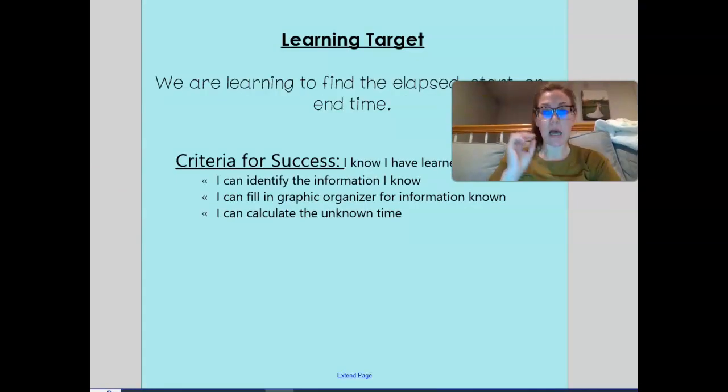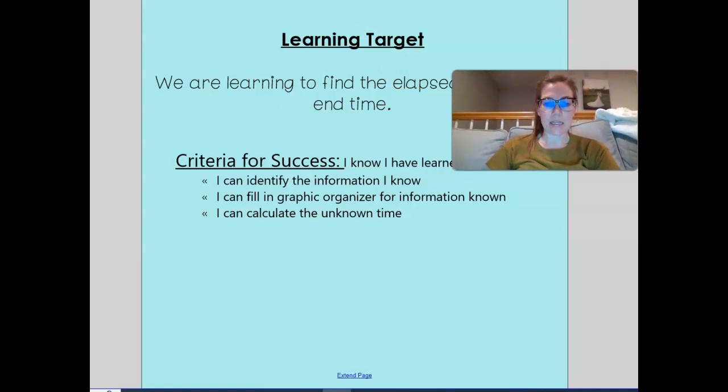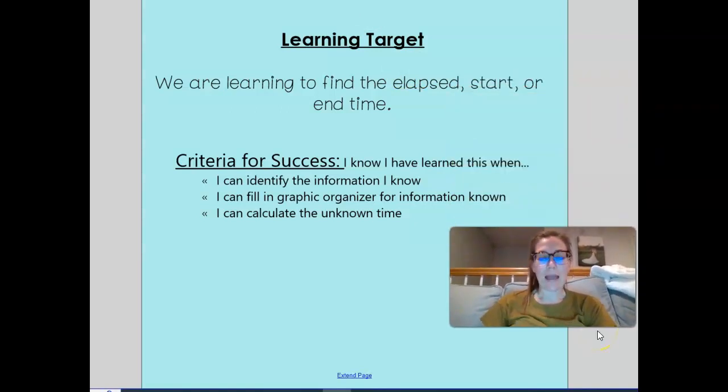Today is involving elapsed time, but we're going to do something with that elapsed time. It's basically going to be like multiple things or events happen, and then we combine the information together. So we're learning to find elapsed, start, and end time. I know I have learned this one. I can identify the information I know, I can fill in a graphic organizer for information, and then I can calculate the unknown time. All right, let's jump in.